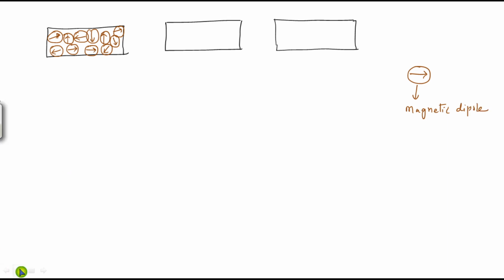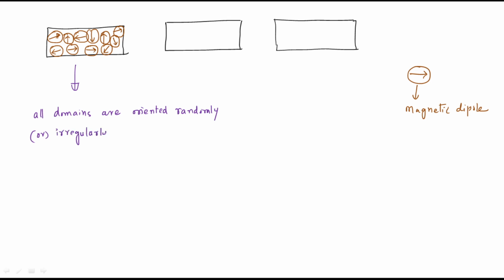Let us say, in this case, what will happen? In general, all domains are oriented randomly, irregularly distributed within the material, in different directions. You can write that point: all domains are oriented randomly or irregularly distributed within the material.